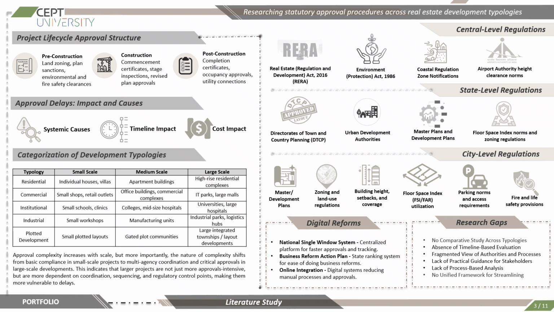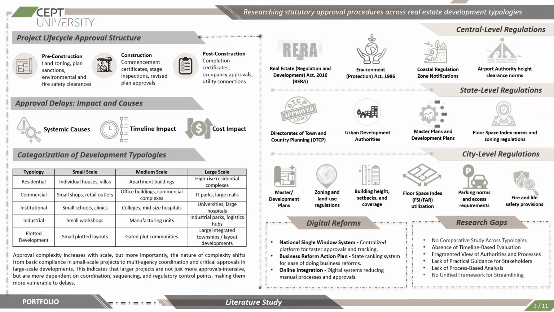The slide further explains the multi-level regulatory structure governing real estate development in India. At the central level, we have regulations that include RERA, environmental laws, CRZ notifications, and airport authority restrictions. At the state level, regulations involve development authorities, master plans, and floor space index norms. While the city level regulations include land zoning, building setbacks, parking norms, and development controls.